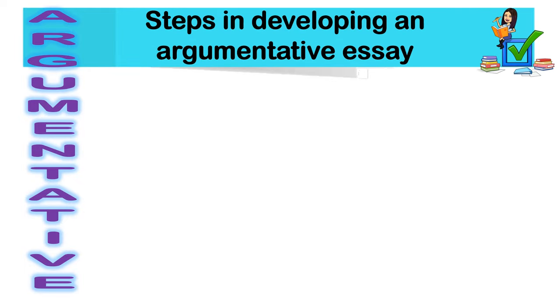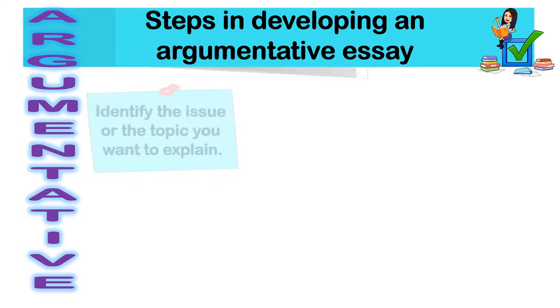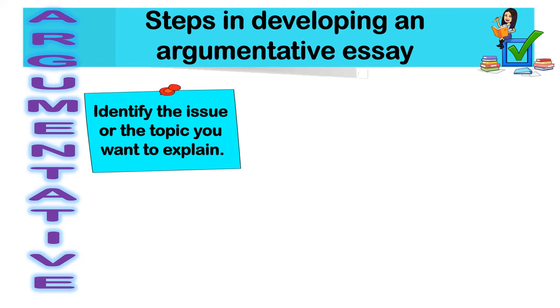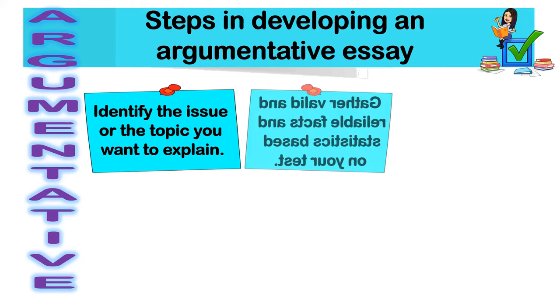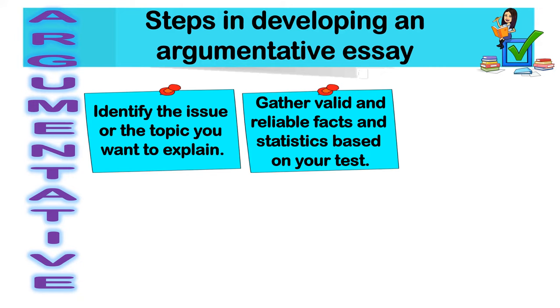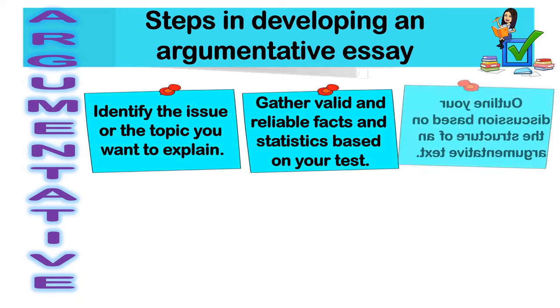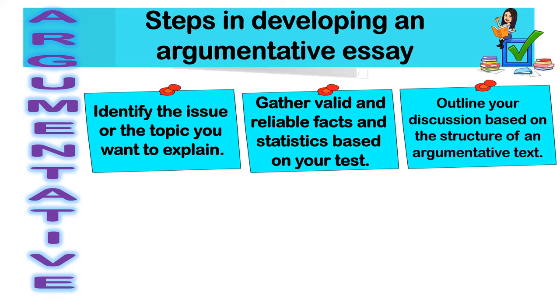Steps in developing an argumentative essay. Identify the issue or the topic you want to explain. Gather valid and reliable facts and statistics based on your test. Outline your discussion based on the structure of an argumentative text.